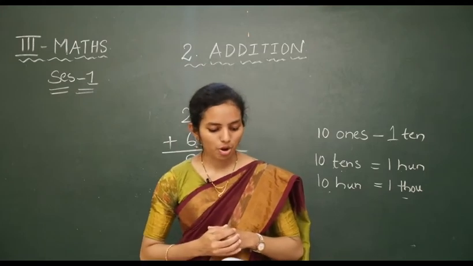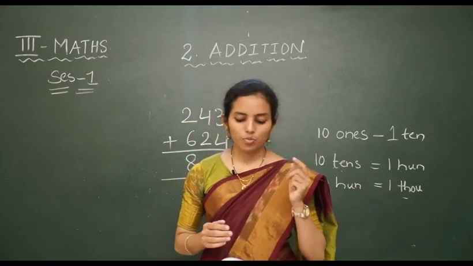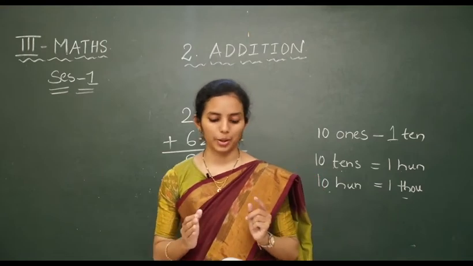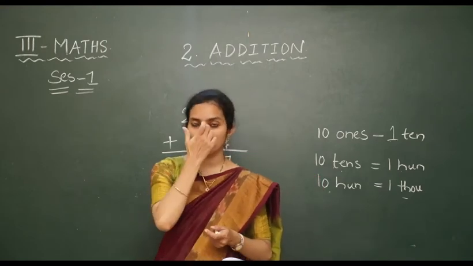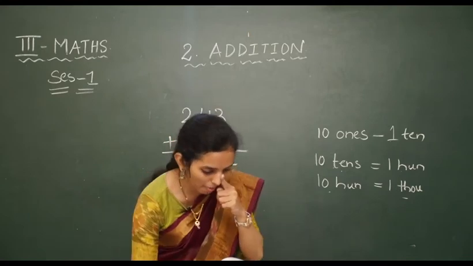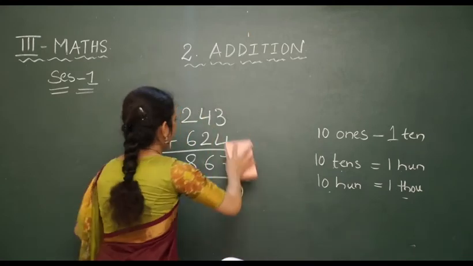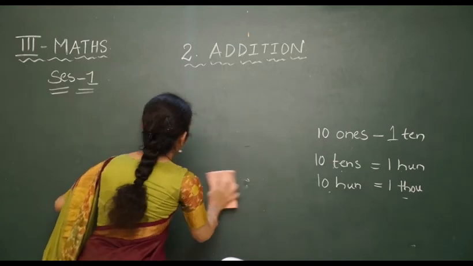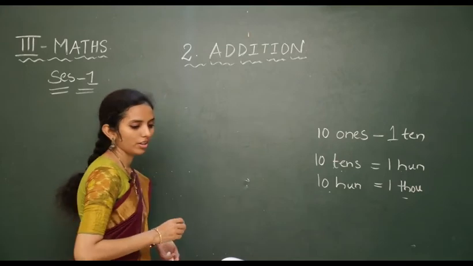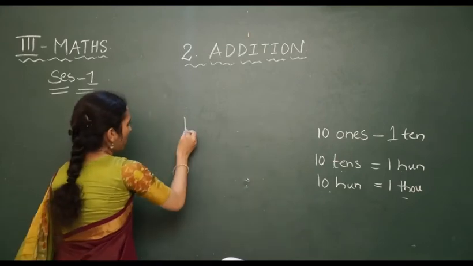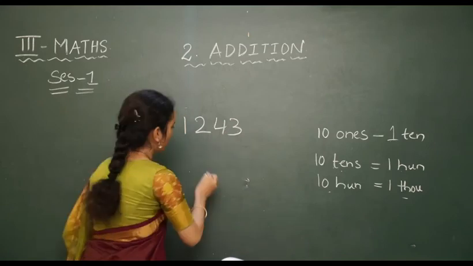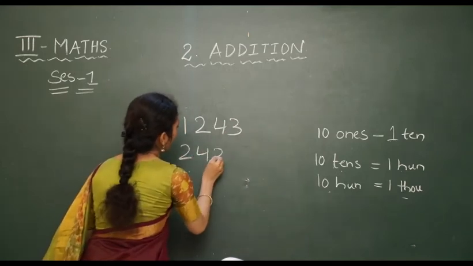Now next problem. For a cricket match, 1243 tickets were sold on Sunday and 2422 tickets were sold on Monday. How many tickets were sold on these 2 days? Oh, this addition is a 4-digit addition. Let me do it on the board. 1243 and 2422.